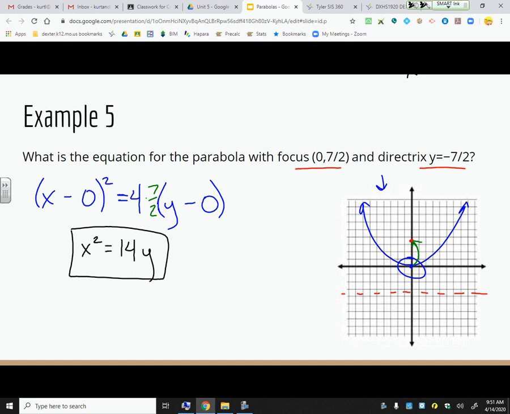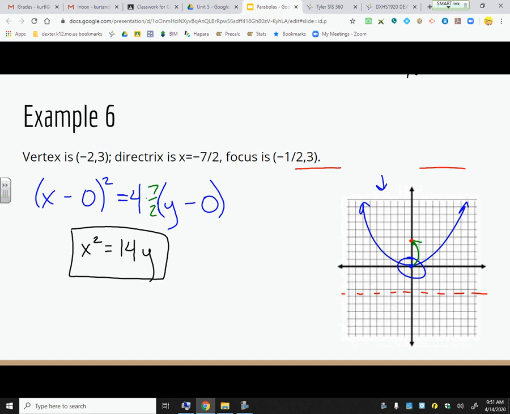Lots I'm checking for on that. I'm making sure that your vertex is in the right spot. I'm making sure your p-value is correct, positive or negative. And I'm making sure that you squared the appropriate variable. Okay? So I think it's a lot quicker working it backwards. I like the ones where we work them backwards. So I'll let you guys try this one.